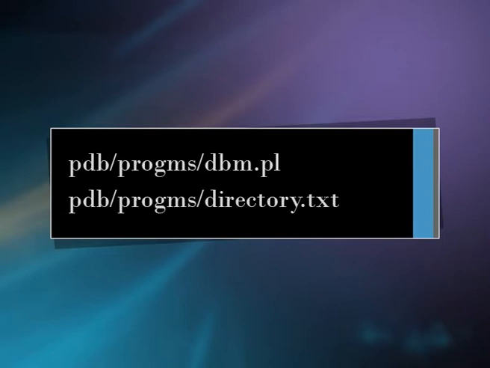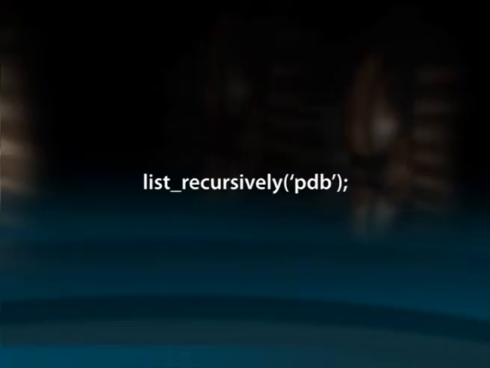Here, the main program simply calls a recursive subroutine, giving it a directory name as list recursively pdb. This is just like any other subroutine call. The recursion is defined within the subroutine.